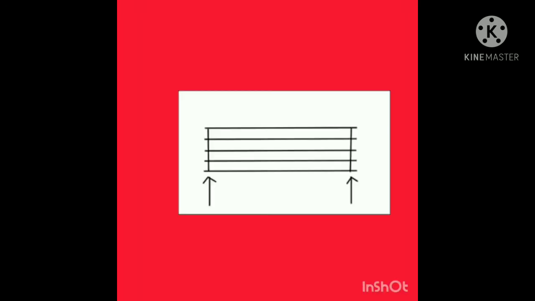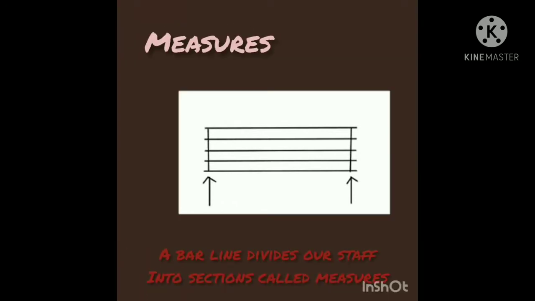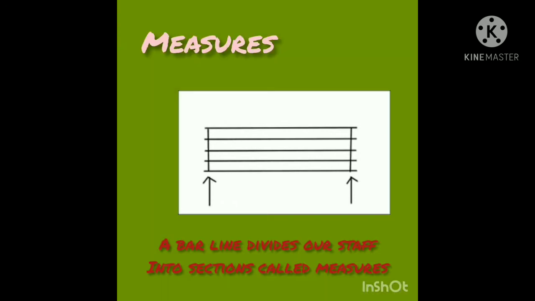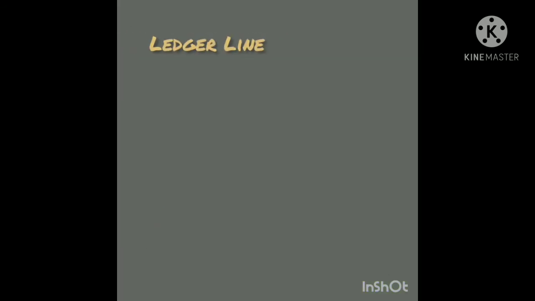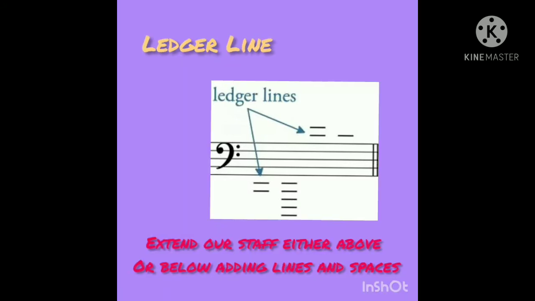This is a bar line. A bar line is a vertical line placed on the staff. A bar line divides our staff into sections called measures. Ledger lines extend our staff either above or below, adding lines and spaces.